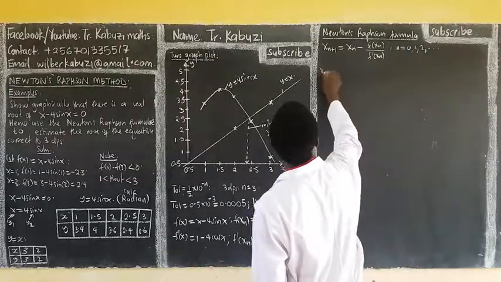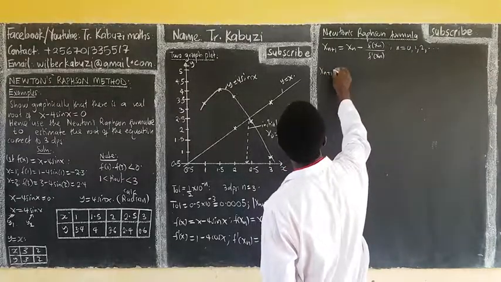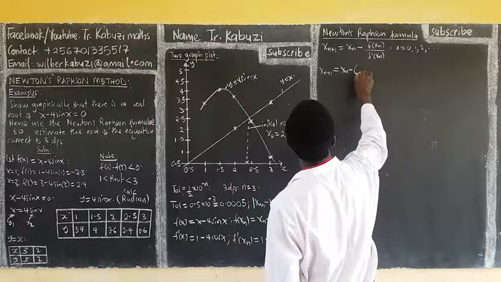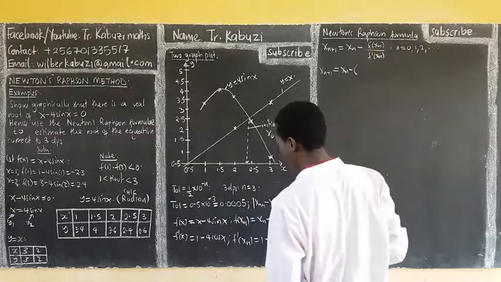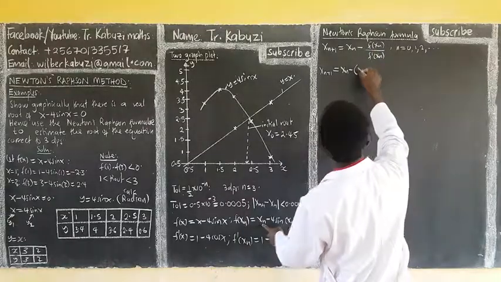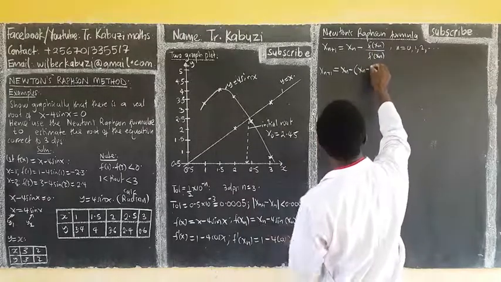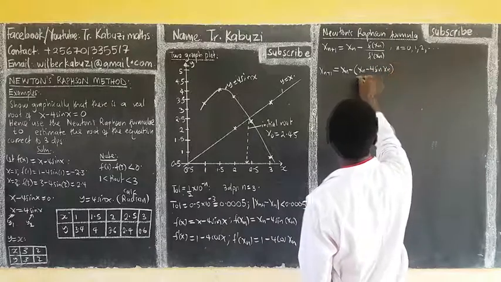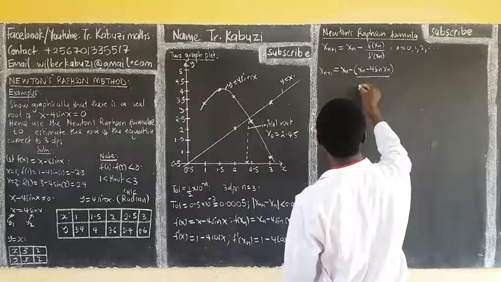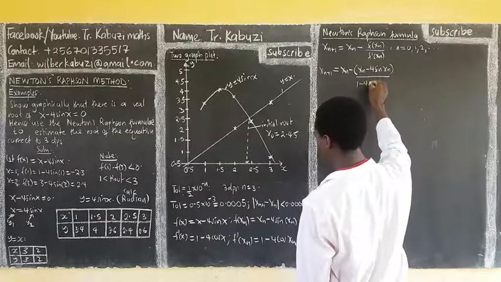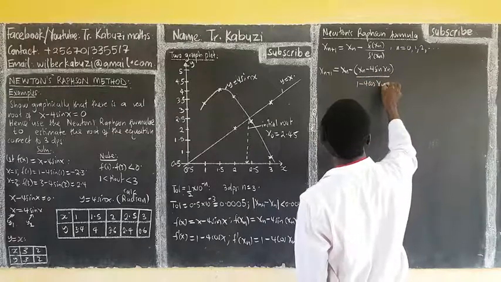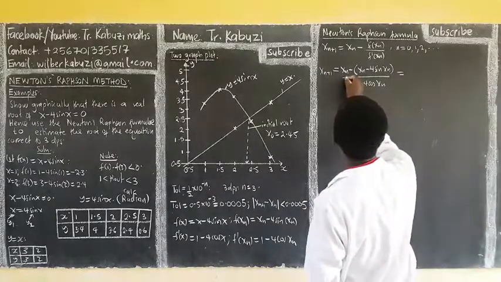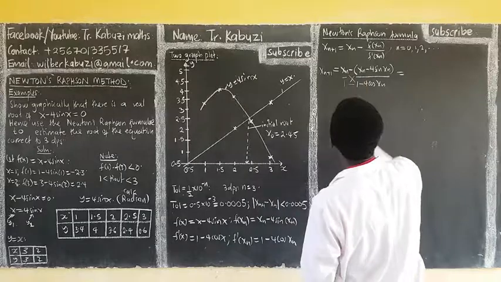So our xn plus 1 will be equal to xn. Now minus, because it's negative, you open brackets, then this will be xn over the derivative, which is 1 minus 4 cos xn. Let us multiply. This is over 1, so it goes multiply up and down.